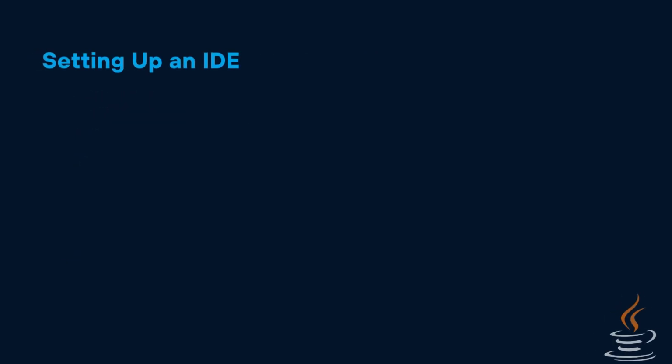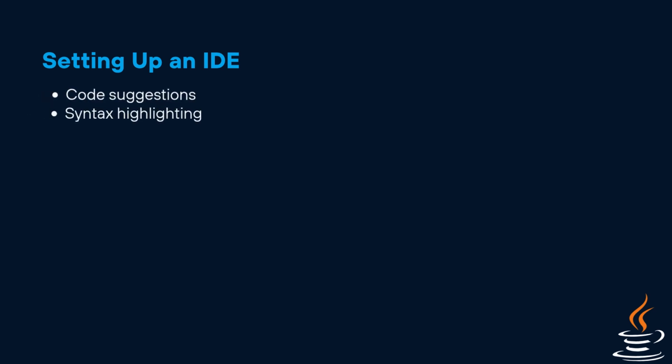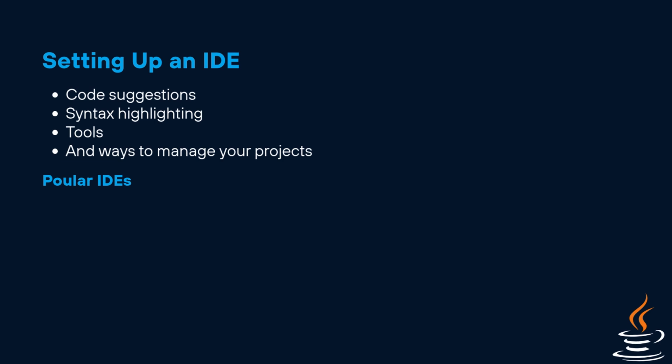Setting up an IDE. Now that the JDK is installed, let's talk about the IDEs. An IDE or Integrated Development Environment is software that makes coding easier. It provides code suggestions, syntax highlighting, tools for running and debugging your programs, and ways to manage your projects. There are many IDEs available for Java, but three of the most popular are IntelliJ IDEA, Eclipse, and Visual Studio Code. Let's look at each one.